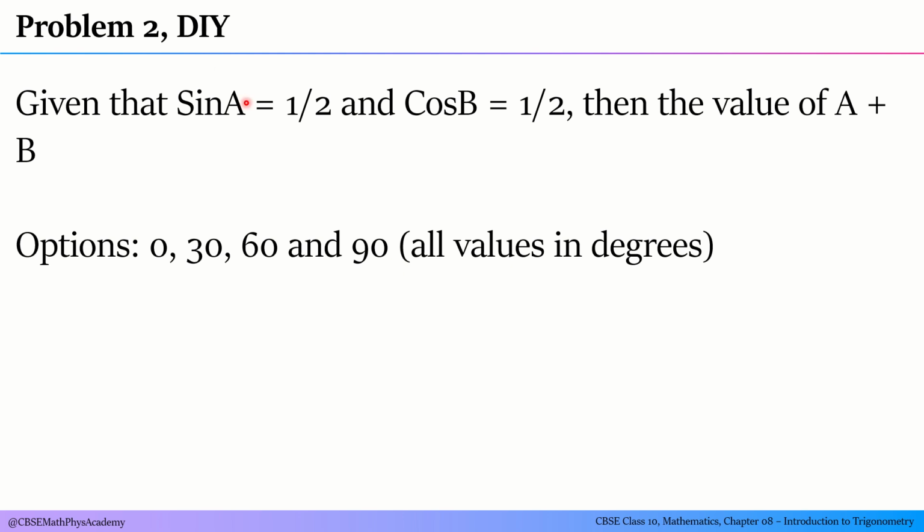So the problem states sin A is half and cos B is half. Then what is the value of A plus B? It's very much similar to the previous problem, and it appears to be a repeated pattern. You have 4 options: 0, 30, 60 and 90 degrees.